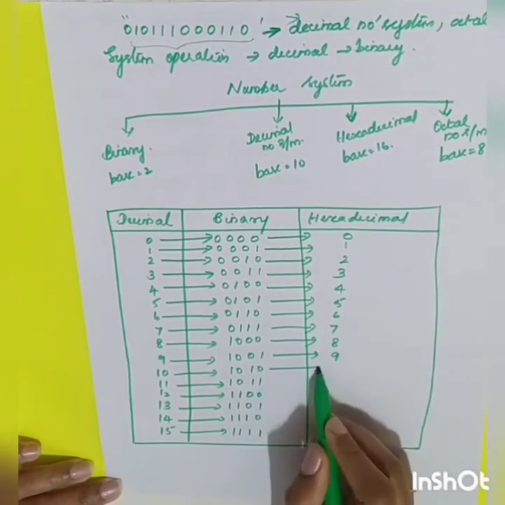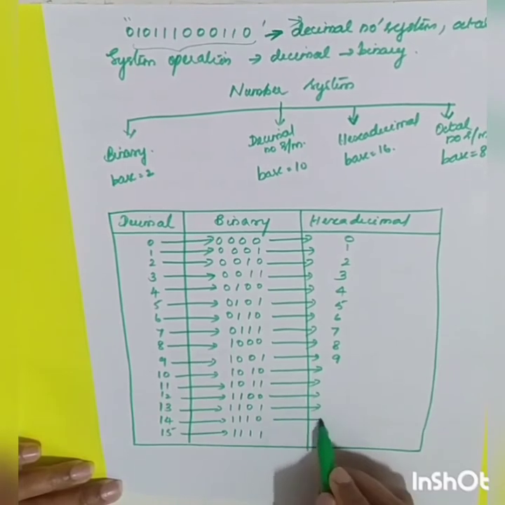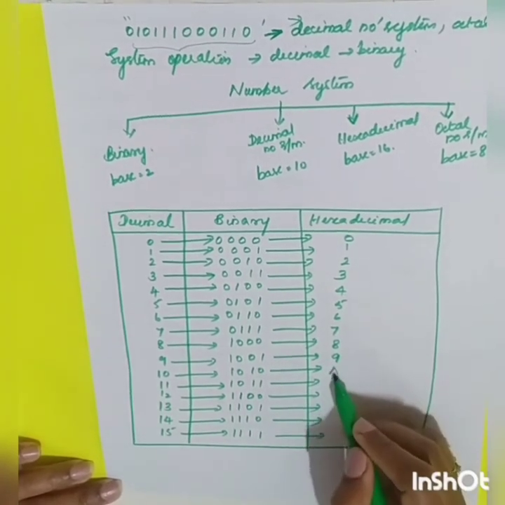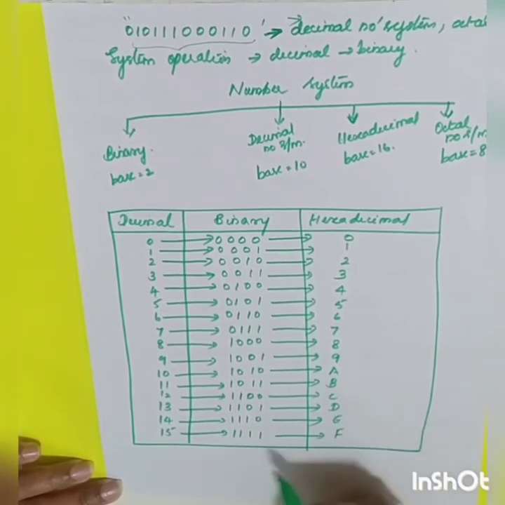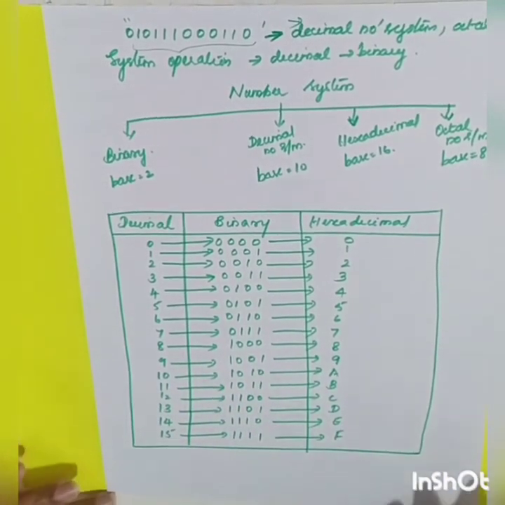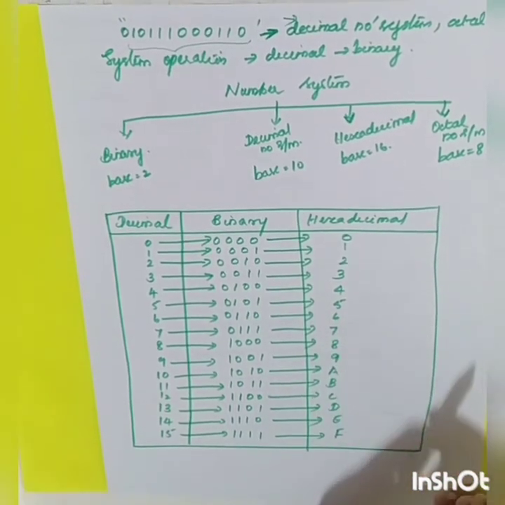Okay. After 9, you are going to use alphabets A to F. A, B, C, D, E, F. So these are the frequently used number systems for your reference.